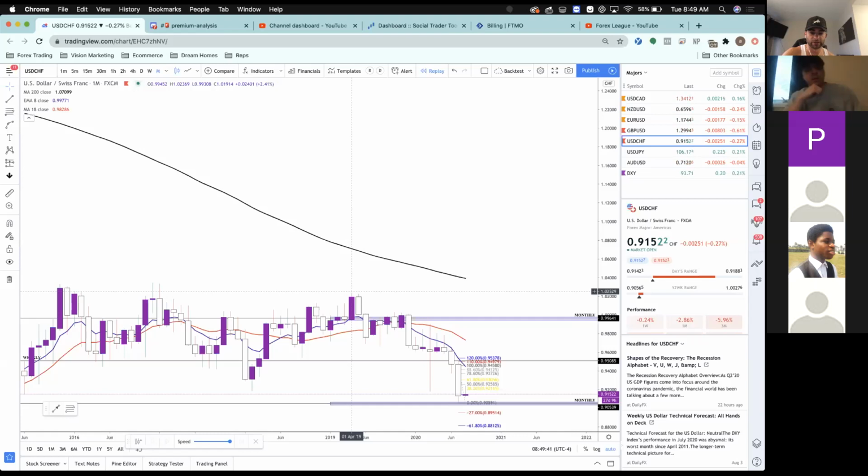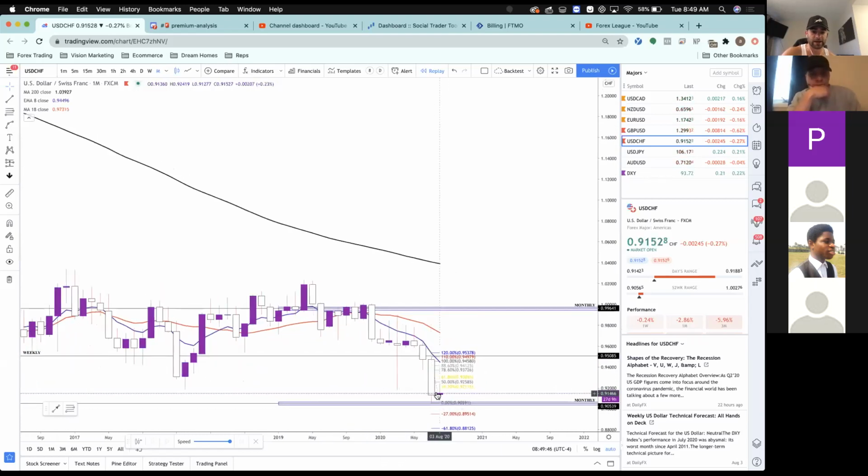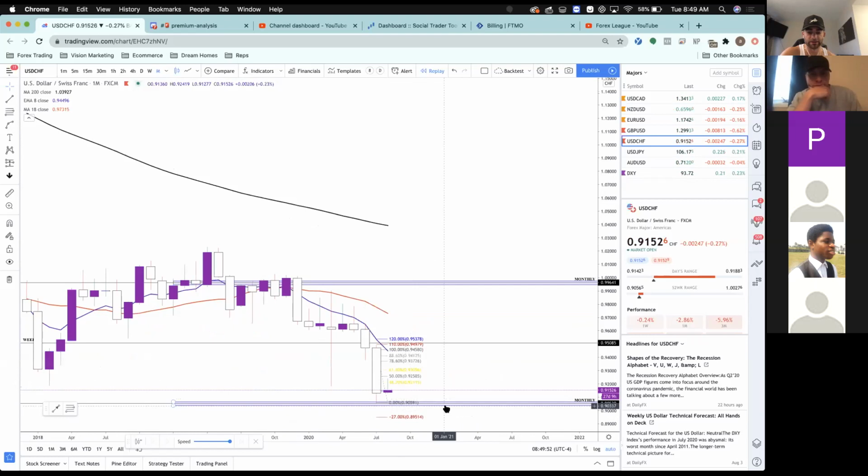On the monthly and weekly level, we're really just looking at candlestick analysis. That's it. Look where the key levels are. Are we at a key level? Right here, we're at a monthly key level. We could find buyers at this level.